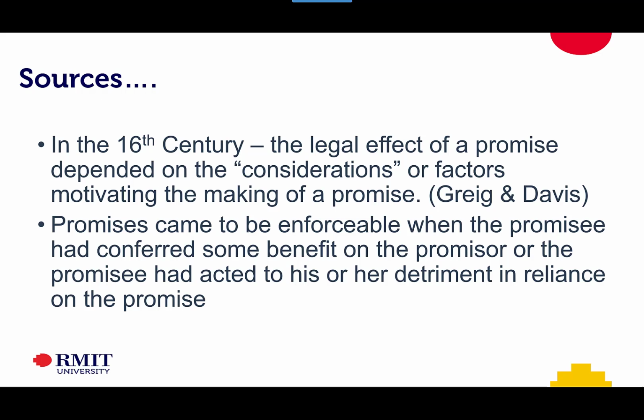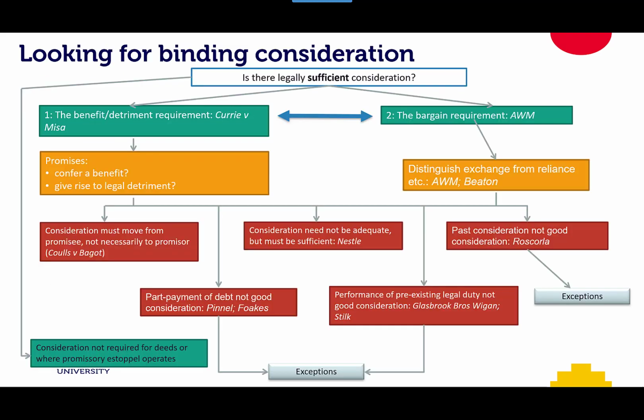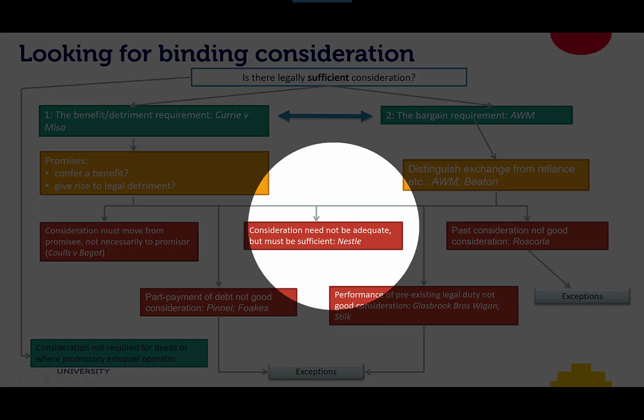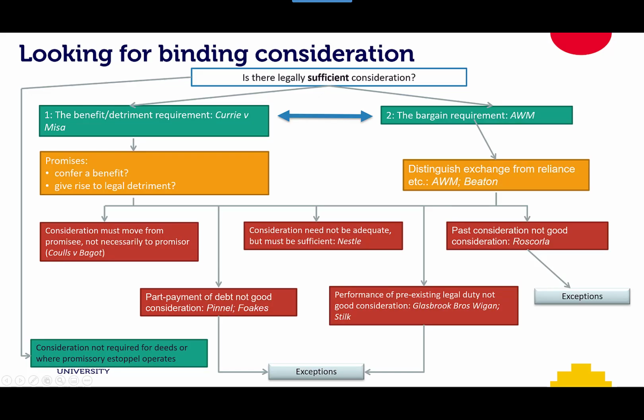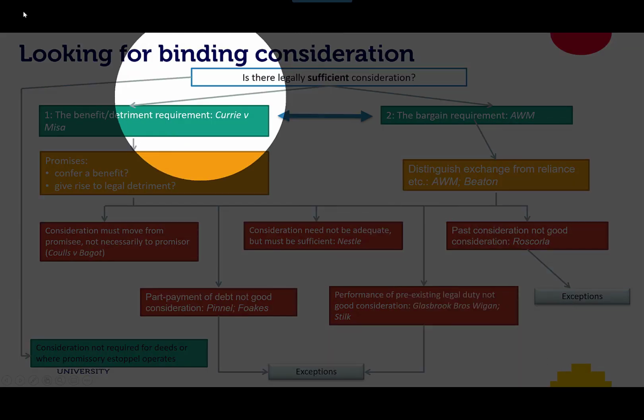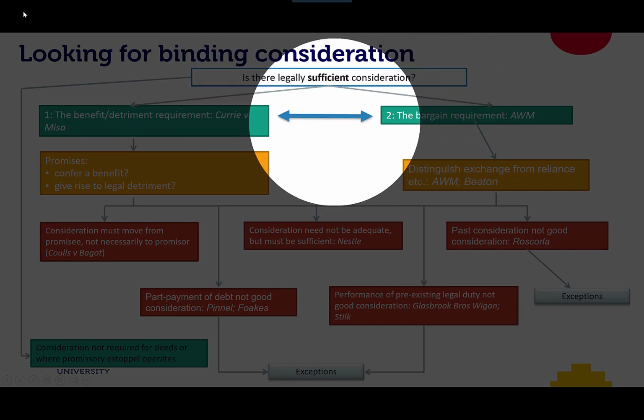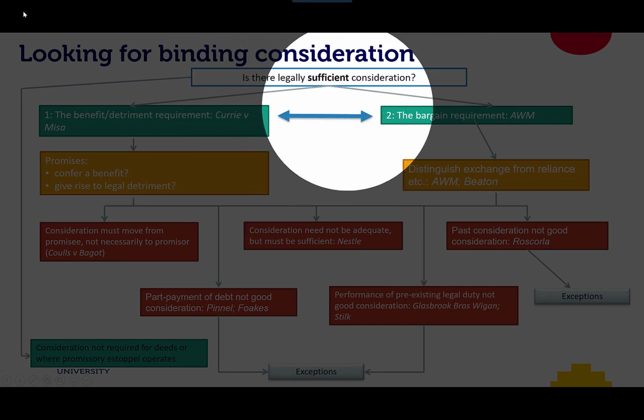So this idea that entering into a contract is an important thing, that it's not a gratuitous thing. There needs to be some kind of exchange or benefit. So this is my statement about the potential for a formula, and this is my flow chart of working out how we deal with consideration. So usually our question ultimately is whether there's legally sufficient consideration.